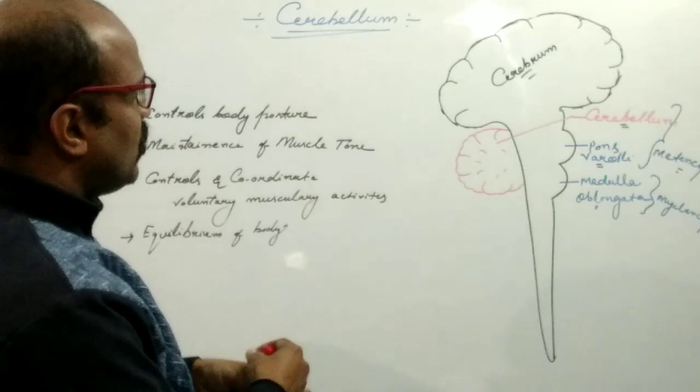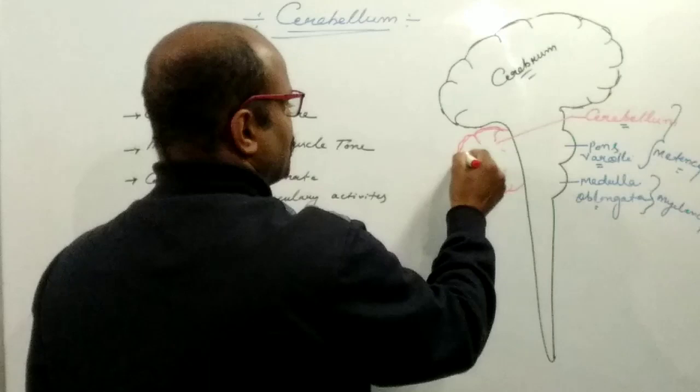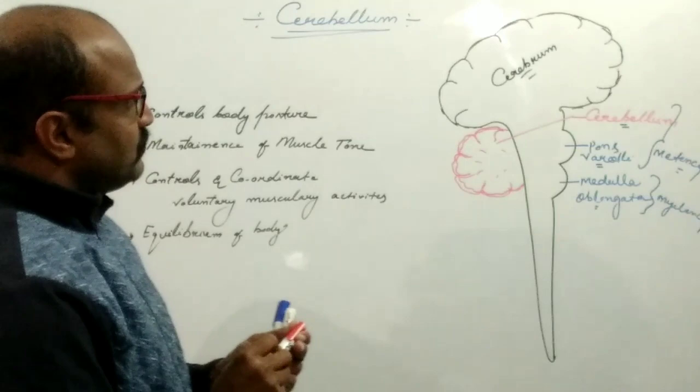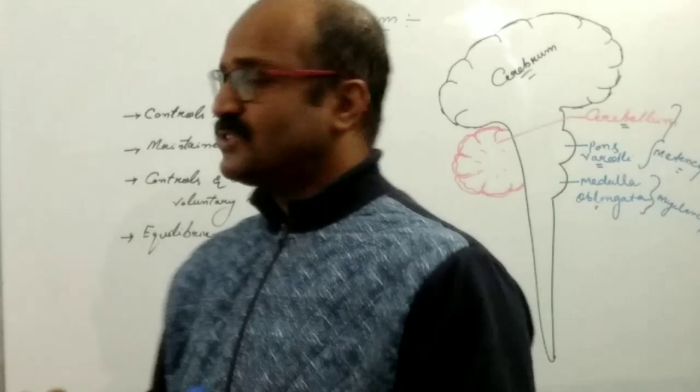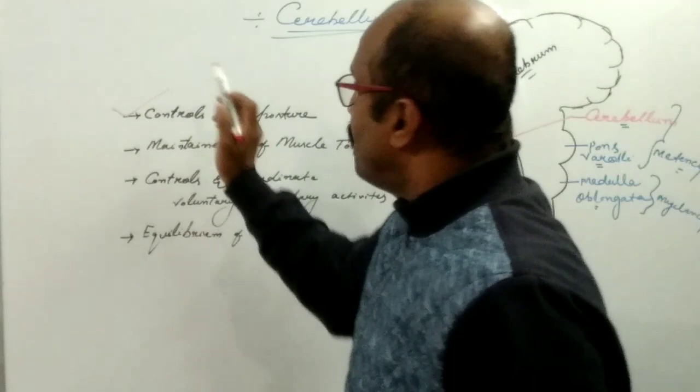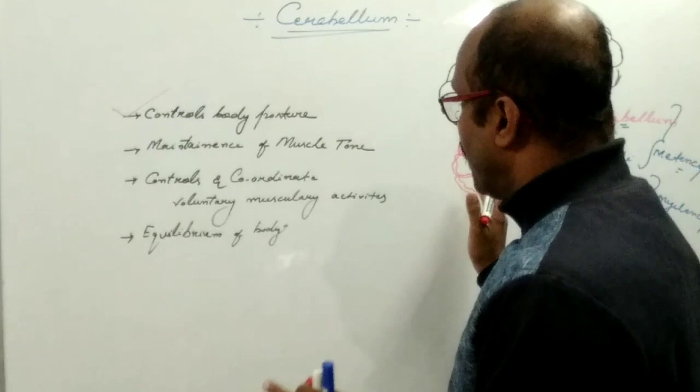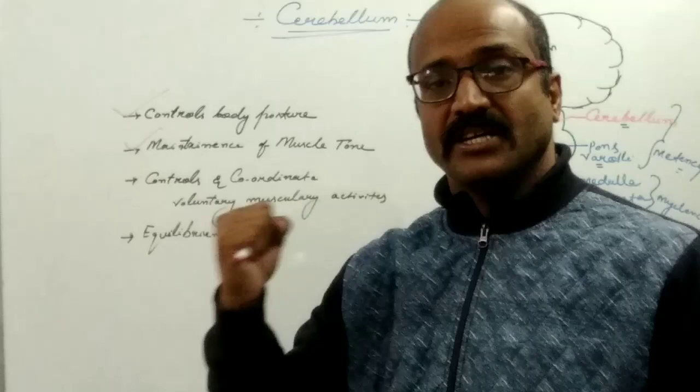Now come to the cerebellum. Why is the cerebellum important? It is known as the second brain. The cerebellum controls muscular activity. It is known for its controlling power of muscular activity. The cerebellum controls body posture. Body posture is controlled mainly by the cerebellum, and the cerebellum also maintains muscle tone.